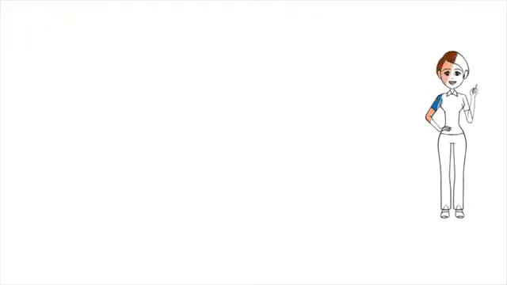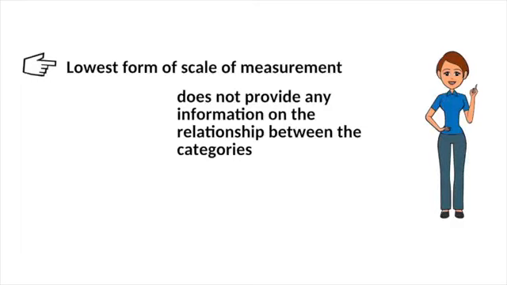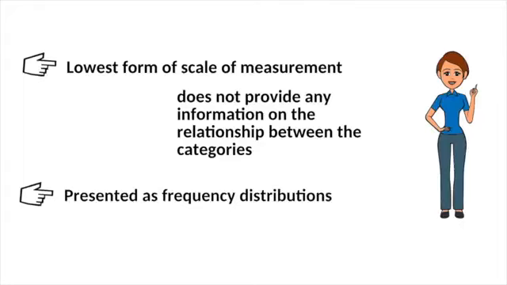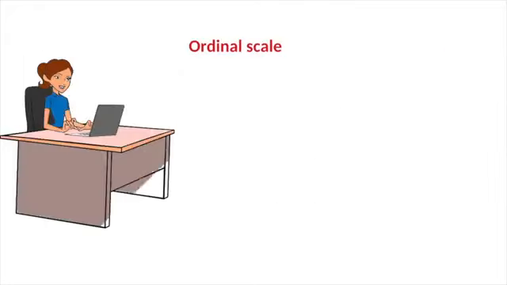Nominal scale is considered the lowest form of scale of measurement, as it does not provide any information on the relationship between the categories. Results of research data measured in nominal scale would be presented as frequency distributions for the groups being compared.